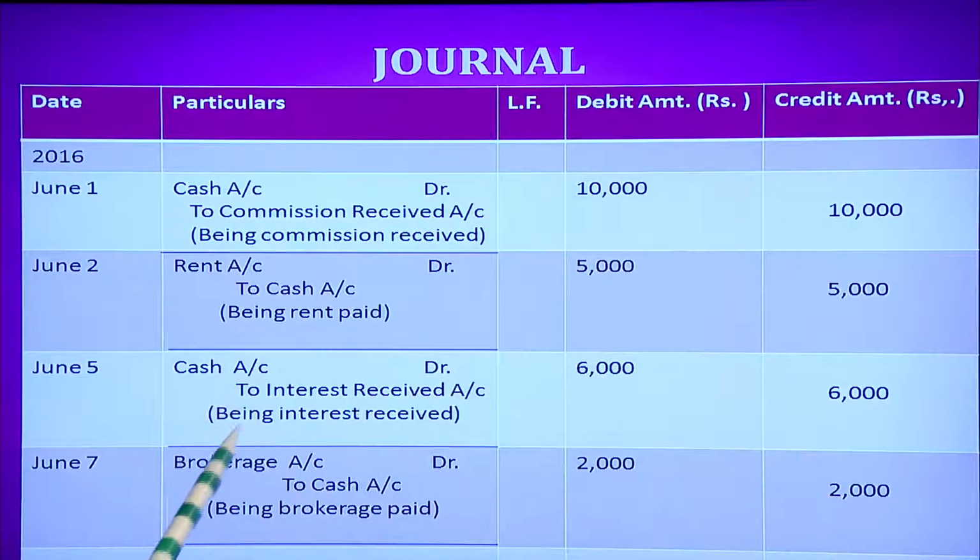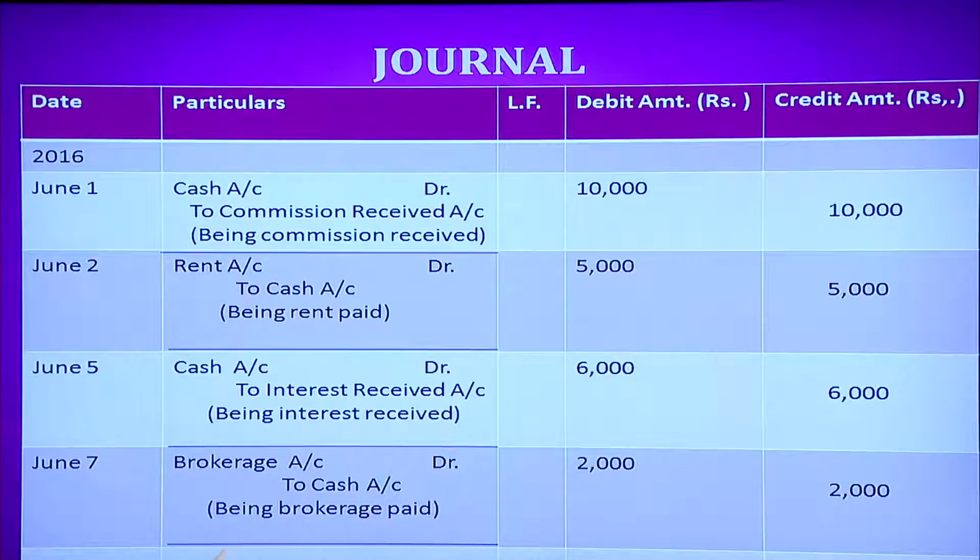The third entry was the interest received for an amount of 6,000 rupees. So, again we will make the journal entry as cash account debited, again credit all incomes and gains. So, interest received being an income, it is credited. So, our journal entry becomes cash account debited to interest received account for an amount of 6,000, both in the debit and the credit amount.